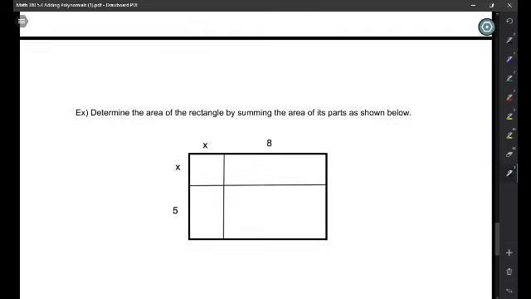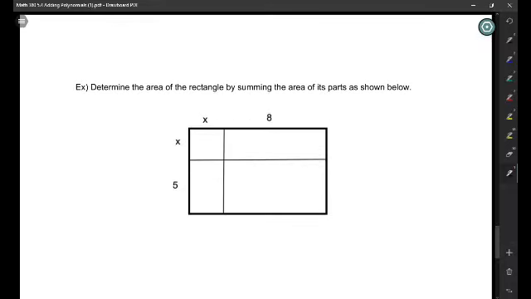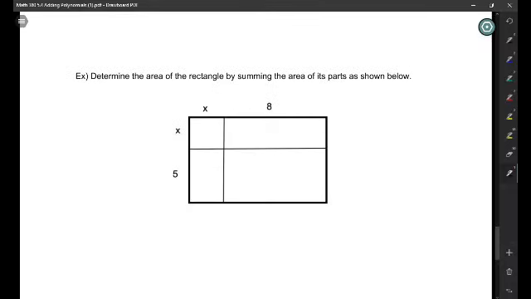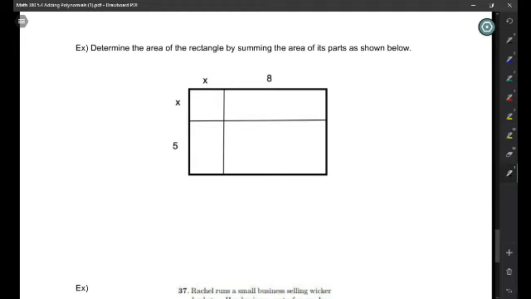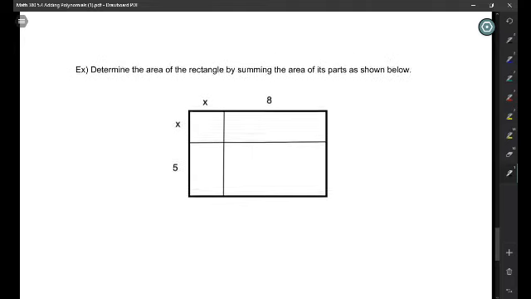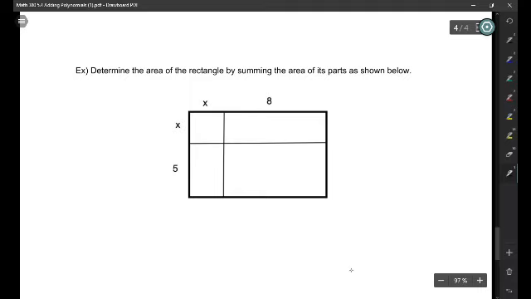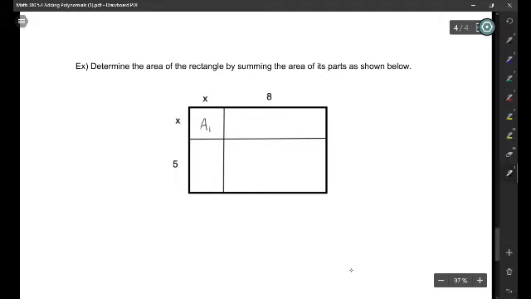Okay, determine the area of the rectangle by summing the area of its parts, as pictured below. So what you want to do is break it up into its 4 components. So this is area 1, area 2, area 3, area 4. So the area of a rectangle is length times width.